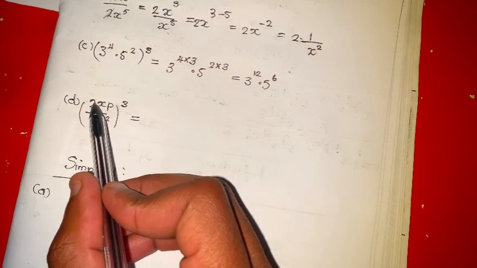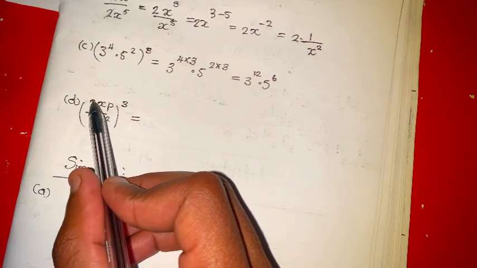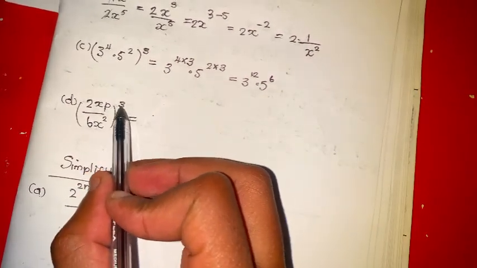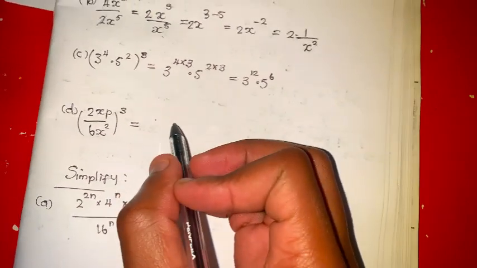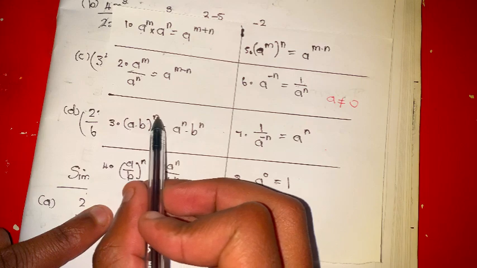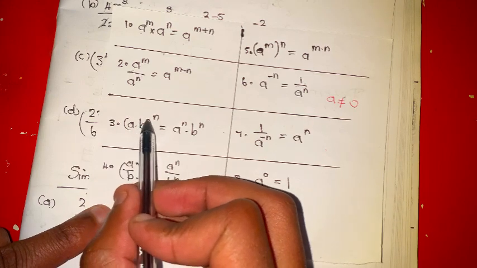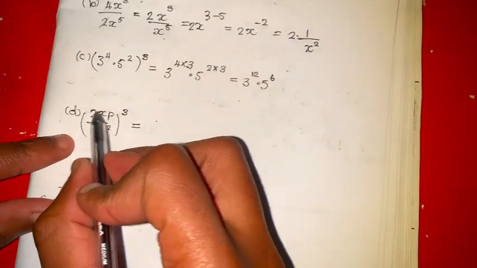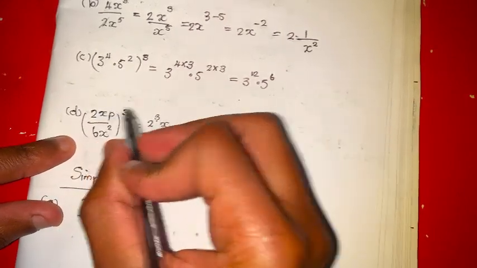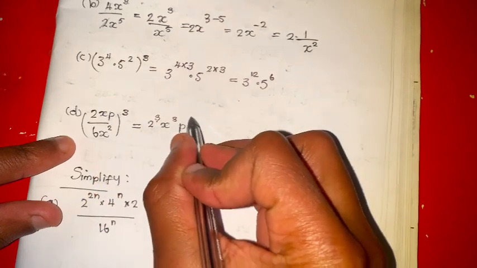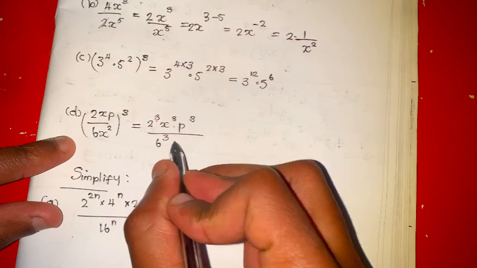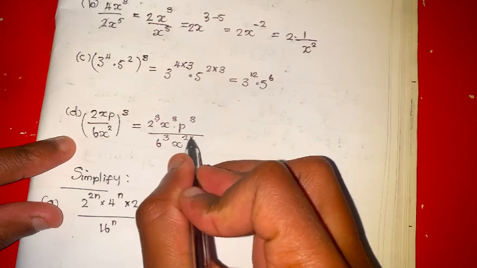Now you can see that you have 2 over 6, which can be simplified, but then it is raised to 3. So your law says that when you're multiplying, you can simply multiply the exponents of all the bases. So 2 raised to 3, x raised to 3, and p raised to 3, all over 6 raised to 3 and x raised to 2 multiplied by 3.